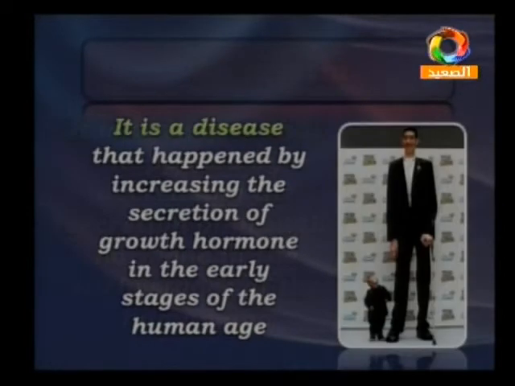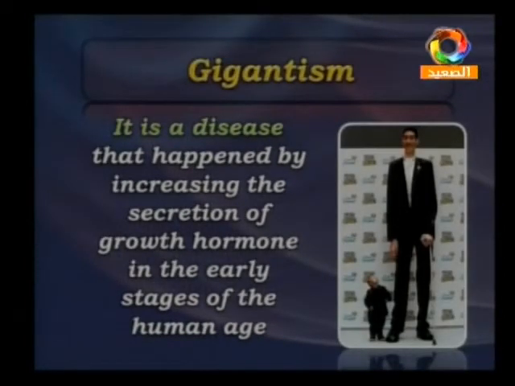After that, we have the opposite of this, called giantism. Giantism is a disease that happens by increasing the secretion of growth hormone in the early stages of human age. Here we have a person in this picture. We have the longest person on our planet and the shortest person on our planet. This is the longest one because he has giantism. Each of them has a lower life span than normal. Why? Because there is decreasing or increasing in the pituitary gland, the master gland of our bodies.